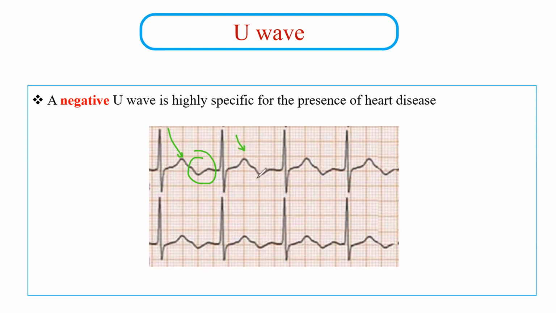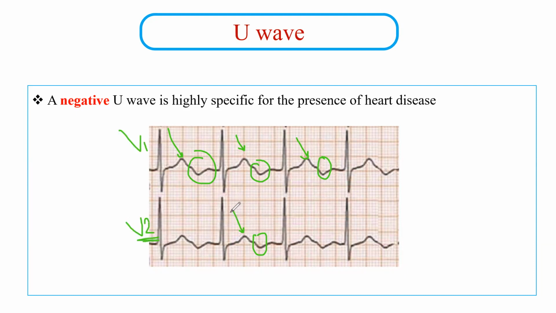Another one here: this is the T wave and this is the U wave. T wave here and the U wave here. T wave here and the U wave here. And if you ever see a U wave that is in the opposite direction to the T wave, this is totally abnormal. By the way, this is V1 and this is V2.